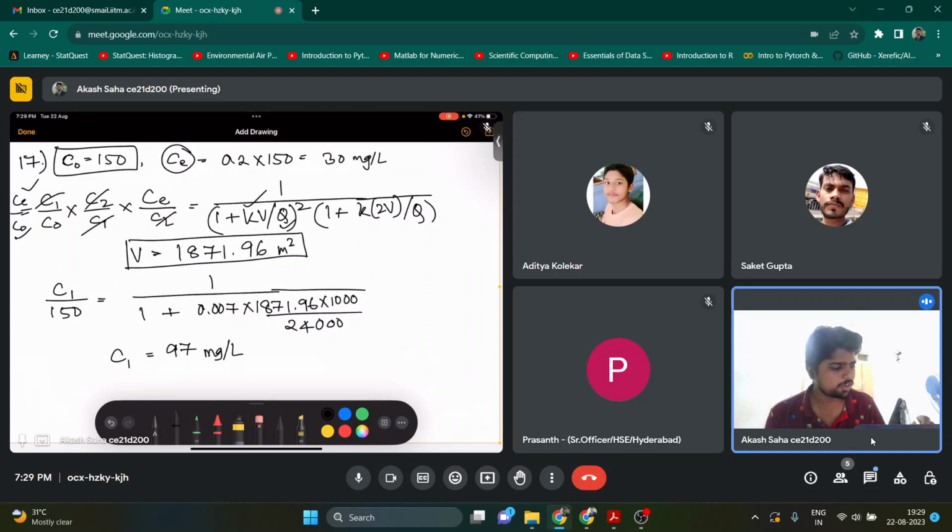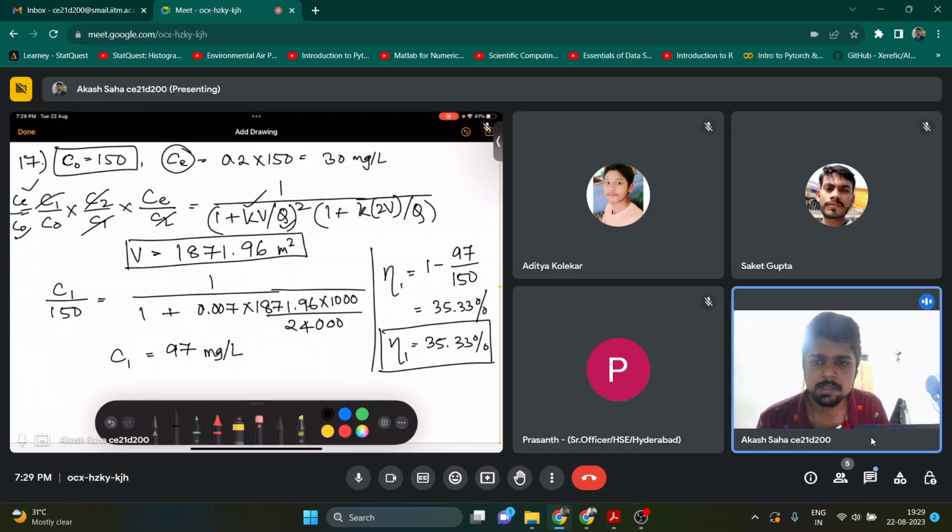So if you know my C1 value, the efficiency for the first reactor will be 1 minus 97 by the influent, that is 150. So I will get around 35.33 percent. So the efficiency of my first reactor, mu1, will be equal to 35.33 percent. Is it clear? Yes, sir. Okay.